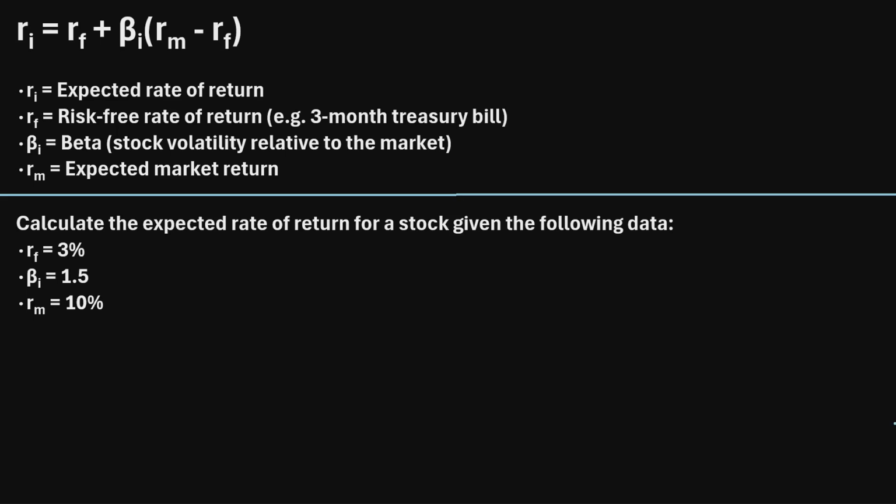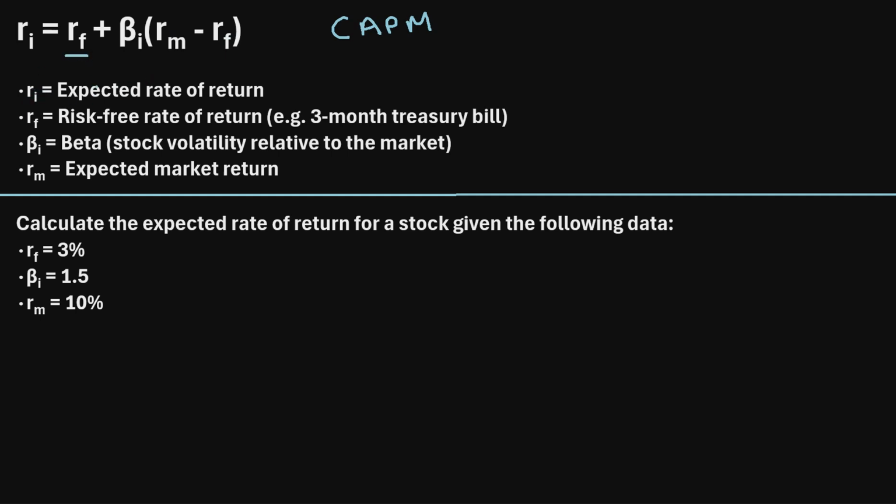In this video, I will provide a quick explanation of the capital asset pricing model, often abbreviated as CAPM for short. Now, this model uses the following formula to calculate the expected rate of return for a stock. We say R sub I is equal to R sub F plus beta sub I times (R sub M minus R sub F). Now, in this formula, R sub I is the expected rate of return for some stock I.